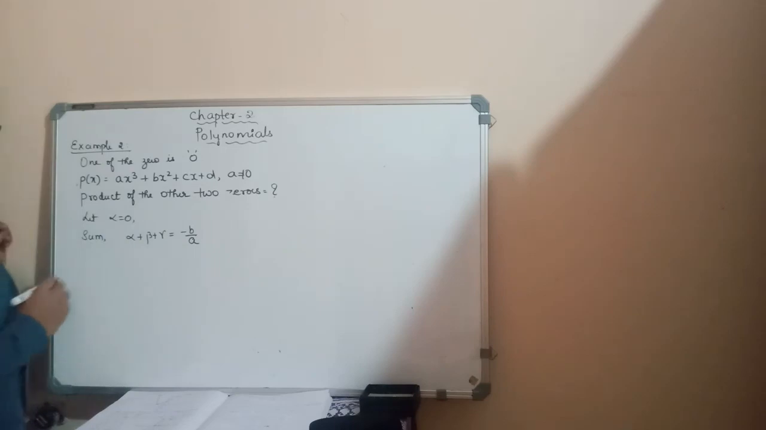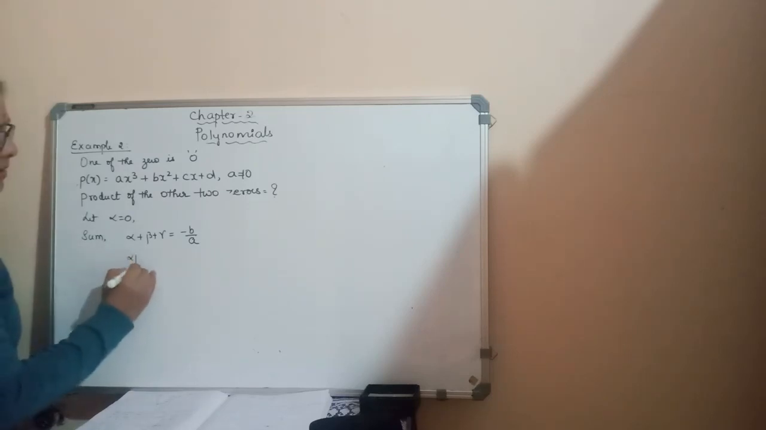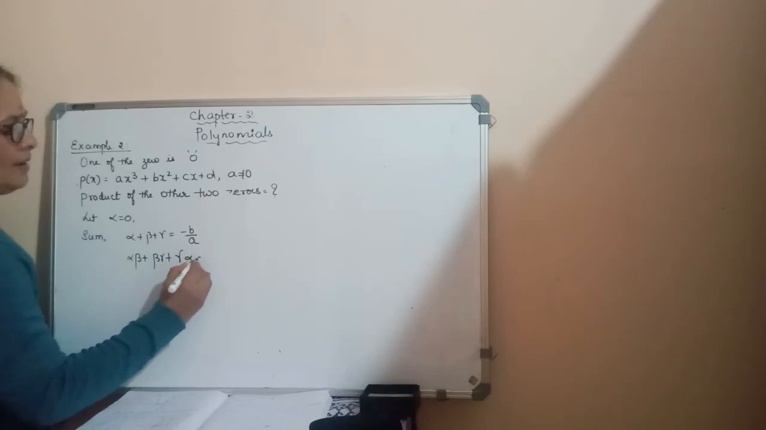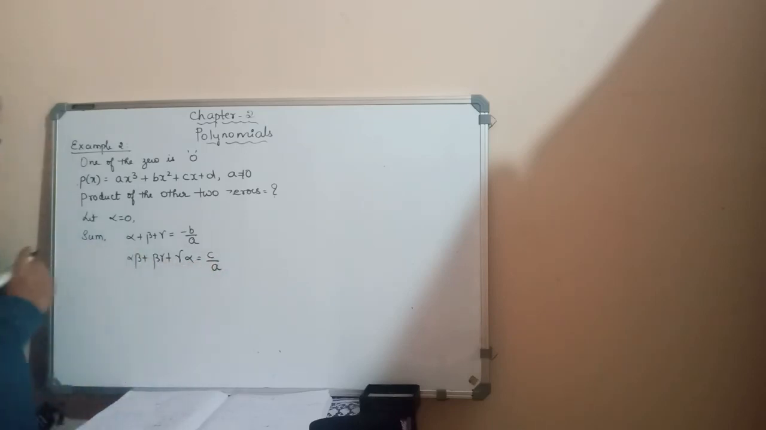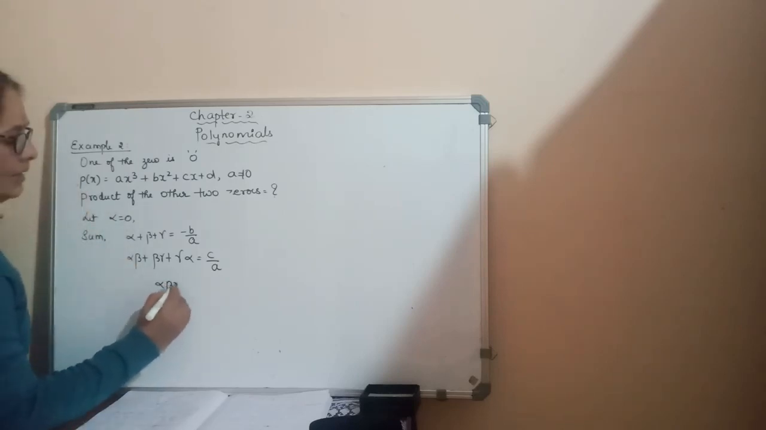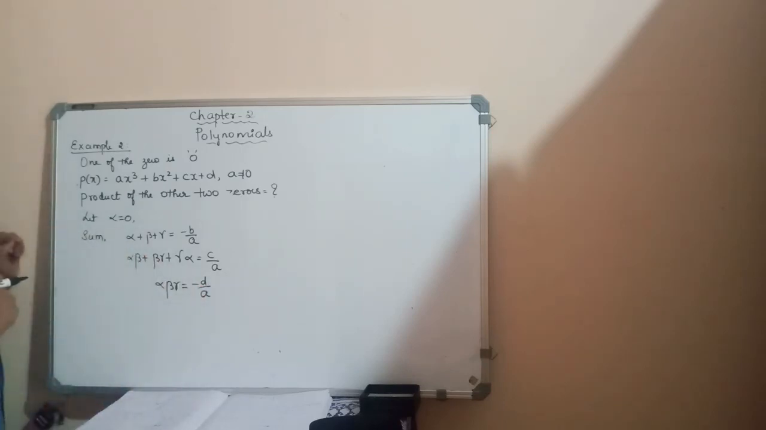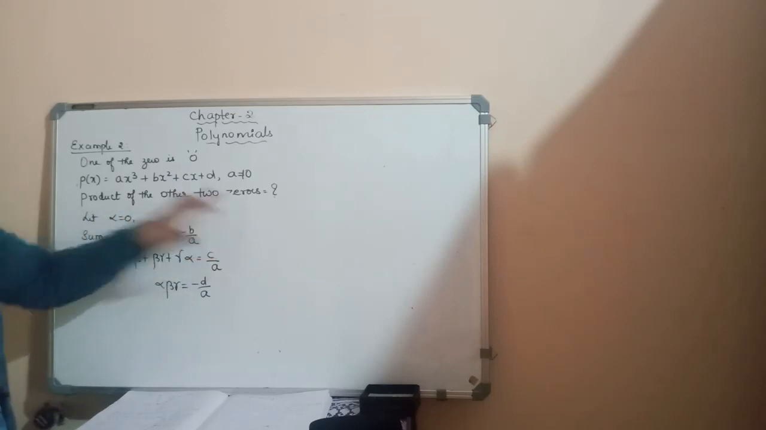Then the second relation is what? Sum of the product of the two zeros taken at a time, that is alpha beta plus beta gamma plus gamma alpha equals c by a. This is the next one. What is the third relation? Alpha beta gamma equals minus d by a. Now we need to find the product of the other two zeros.